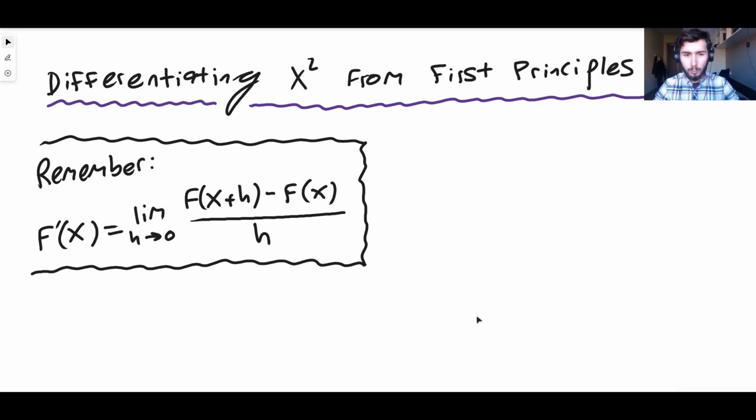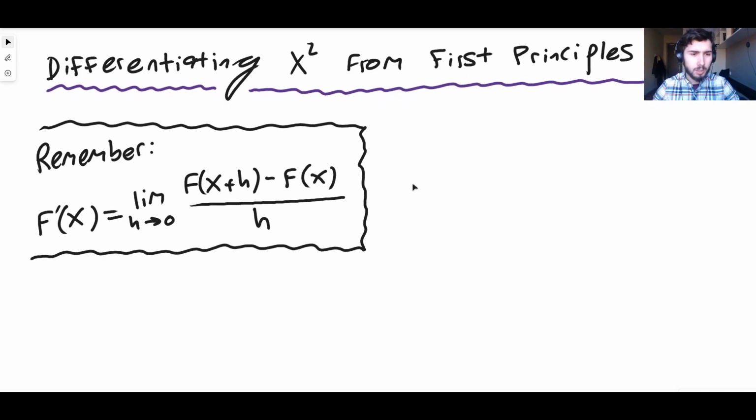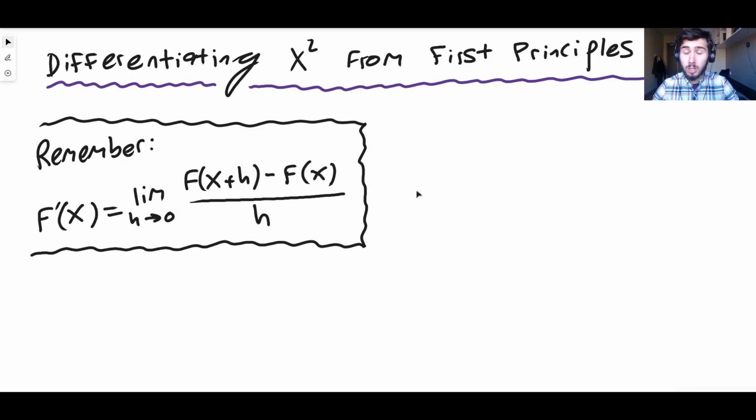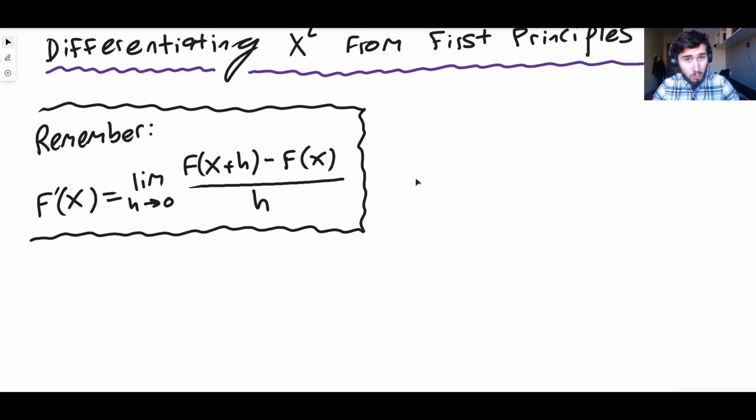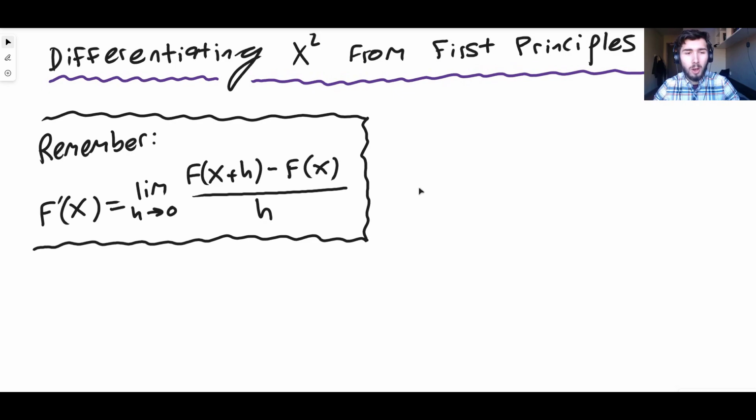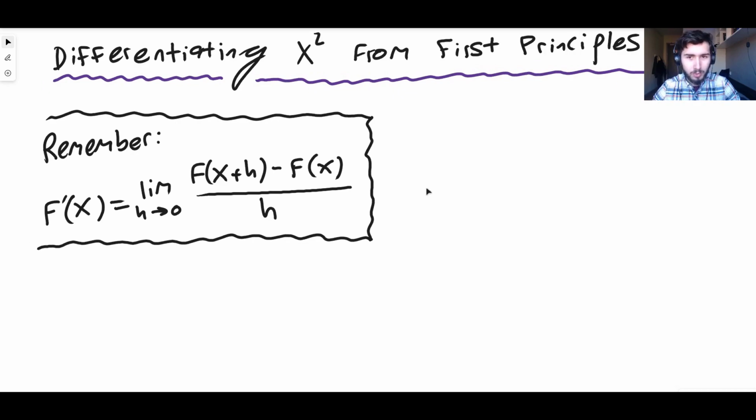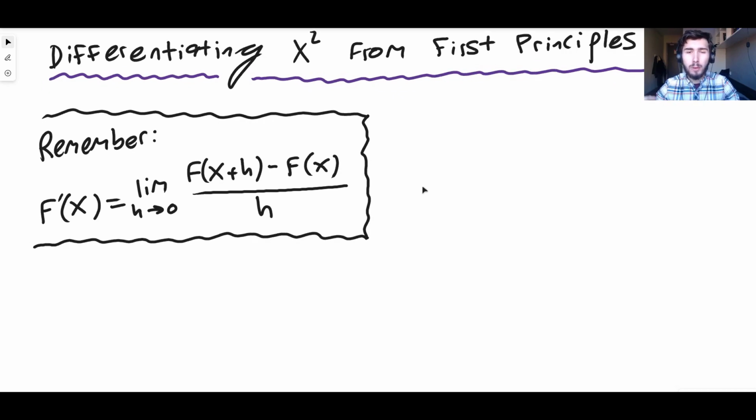But where does that actually come from? And if you're doing something like A-level maths, there's exam questions that will ask you to do this. So it's quite good to actually do it from first principles. So what that means is by using the definition of differentiation, the definition.